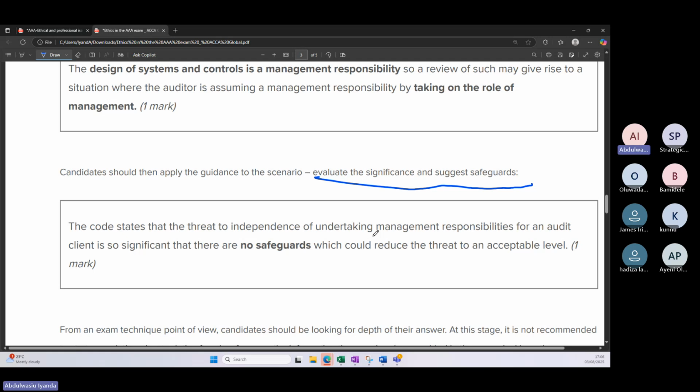Because it's their responsibility, so why do you want to do it for them? They should review the internal control. So once it comes to management tasks, there's no argument, you just have to leave it and let them come and do it.